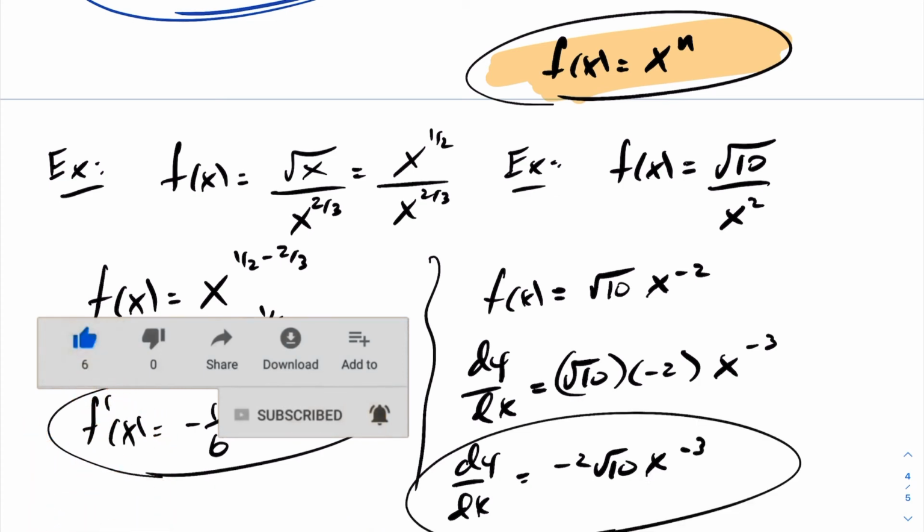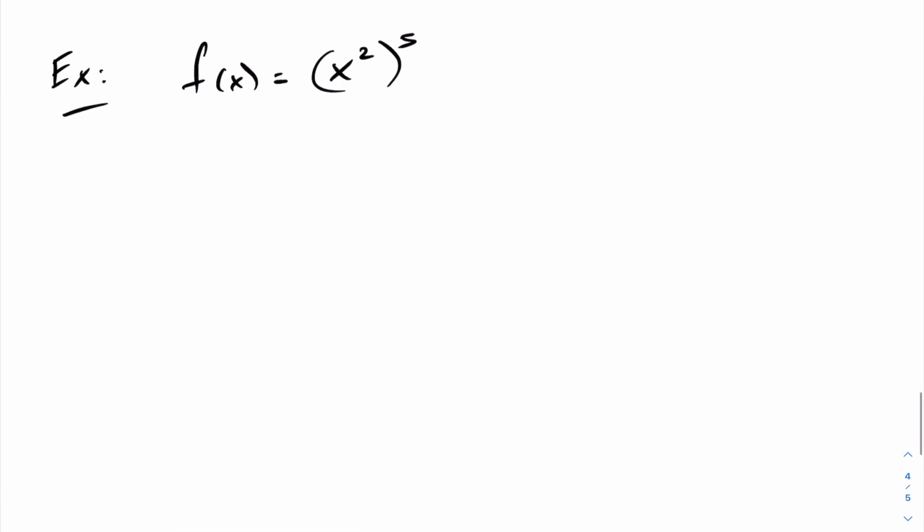All right, let's try some more. And sometimes you have to do a little bit of your exponent rules first. So in this case here, before we go ahead and use our power rule, we're going to take a power to a power, so we multiply. This will be x to the 10, and now we can see quite easily f prime at x here will be 10 x to the power of 9.